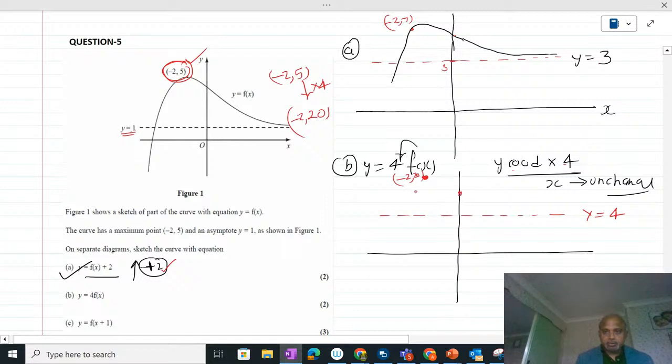Yeah, so the curve is going like this. Okay, so this is your answer for B part. And remember, when I was marking papers, one student did not multiply the asymptote by 4. Because here it is y equal to 1, so you need to multiply it by 4. So it should go up. Otherwise, you will get method marks, not the accuracy mark.